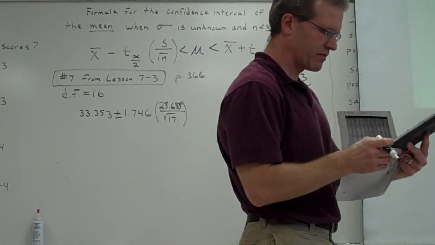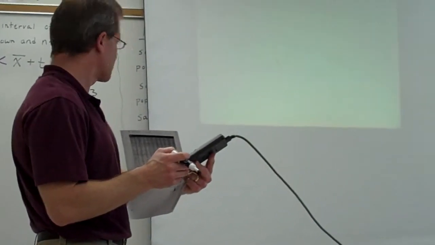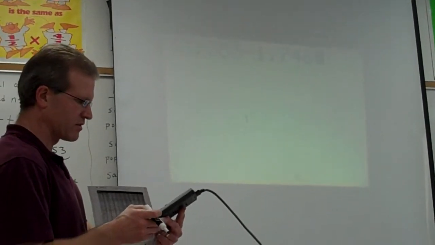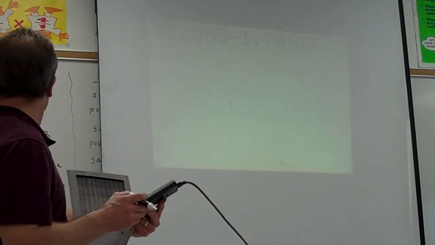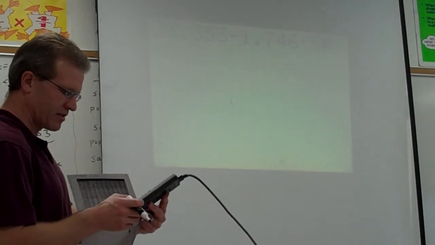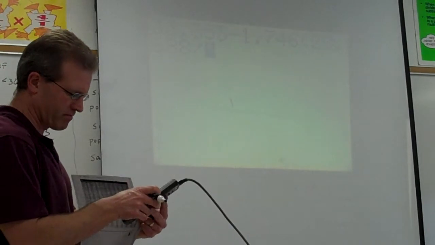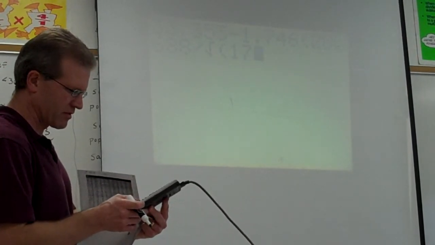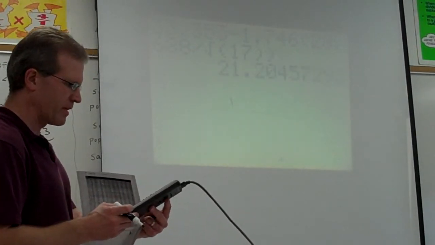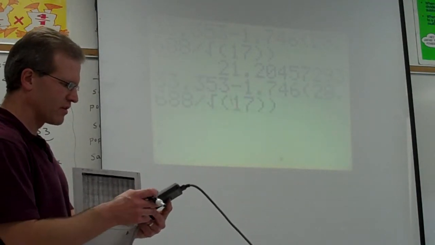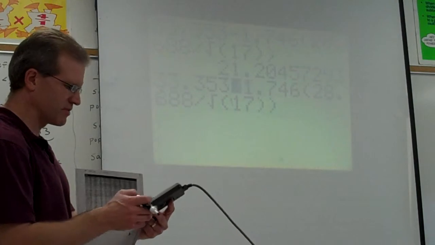33.353 minus 1.746 times 28.688 divided by the square root of 17. Then if you want to retype it with a plus, just hit second enter. Go back and change that minus to a plus.